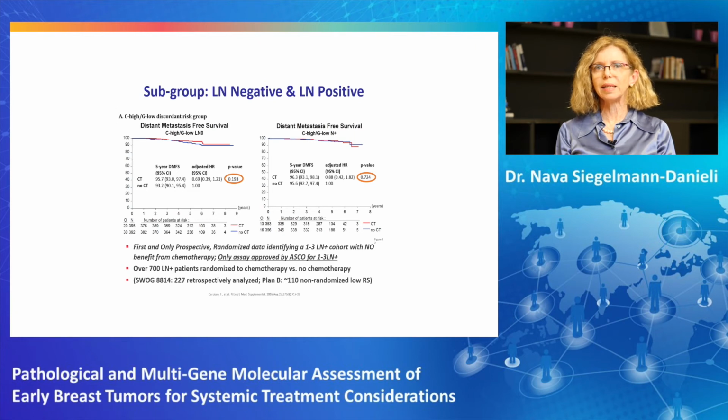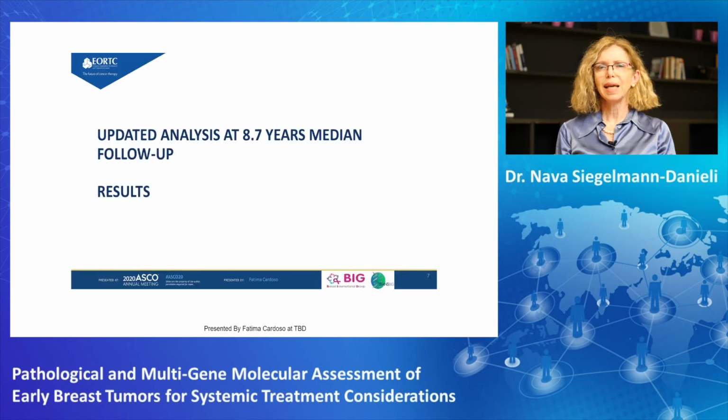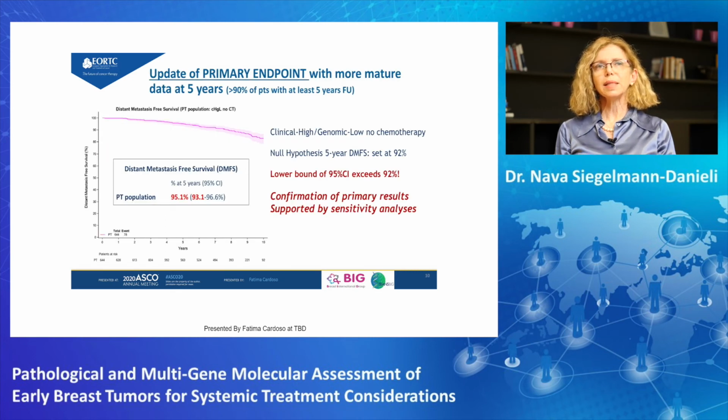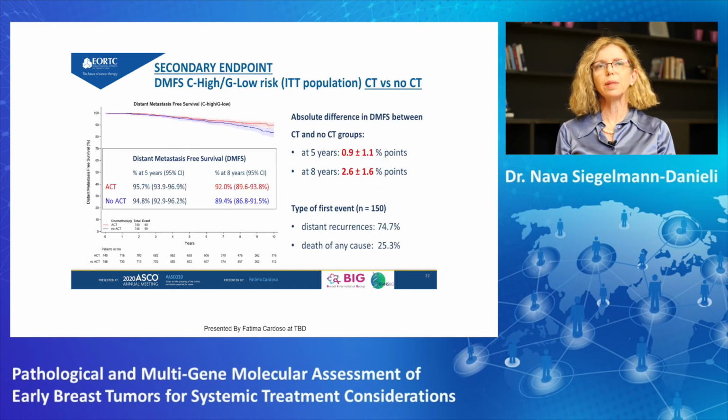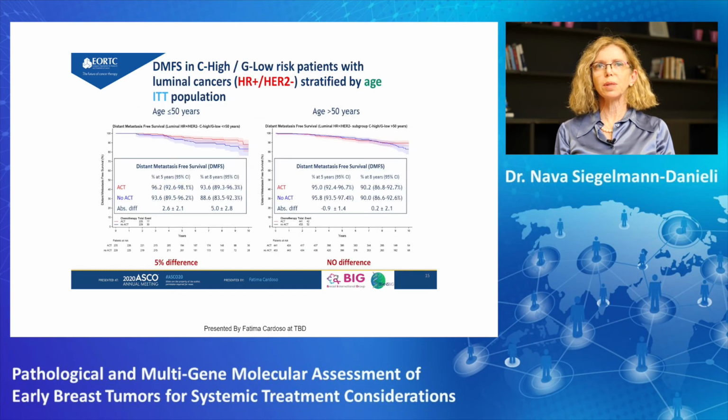And again, the genomic study gave us a very good, precise population who does not benefit from the addition of chemotherapy to endocrine therapy. And they updated the analysis in ASCO 2020, and now they have 8.7 years of median follow-up. And what they still see, again, the number is still at 5-year, 95.1%, but when they follow those patients to 8 years, they do see the curves coming down. So the patients without chemotherapy do less favorably than the patients that received chemotherapy.